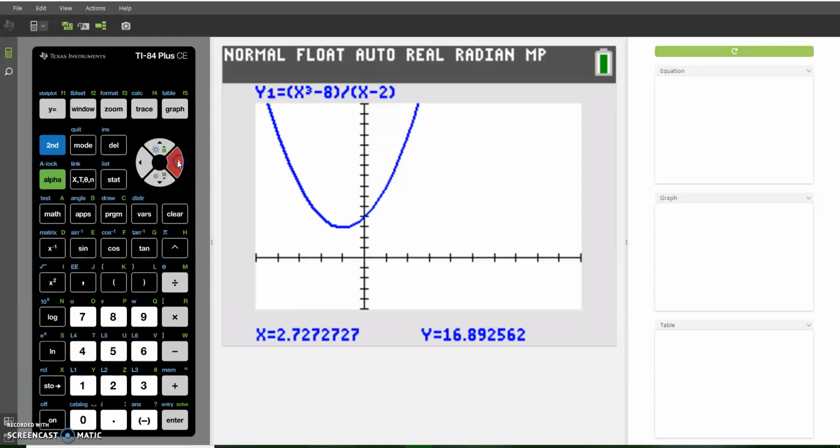Okay, so now let's go from the right. So I'm moving my cursor onto the right, and I'm approaching 2 from the right this time. So I'm getting closer and closer to 2. Oh, I'm at 2.04, coming from the right again.